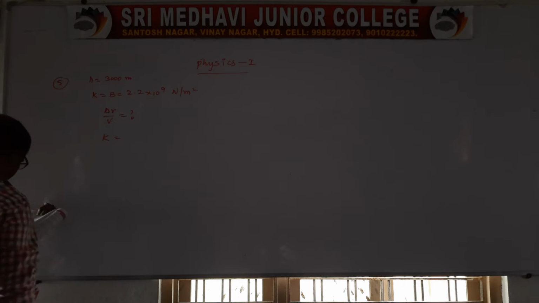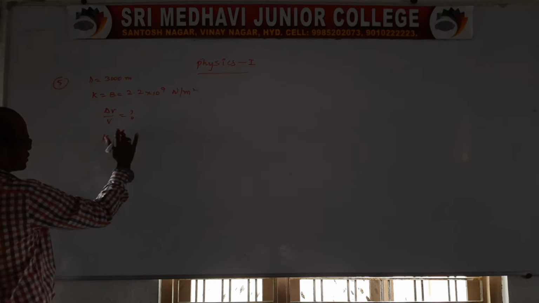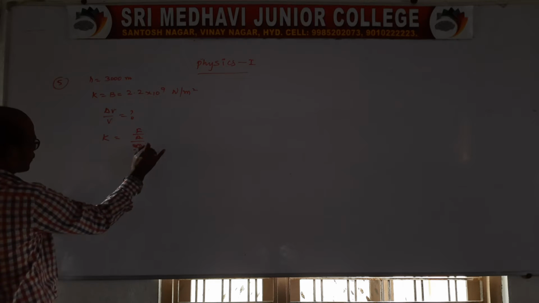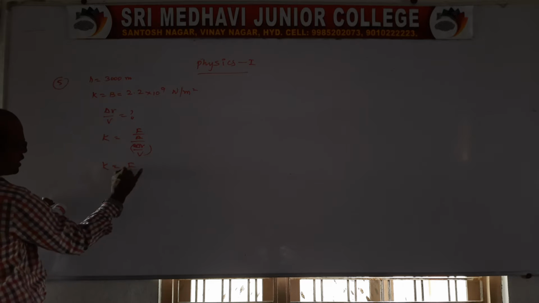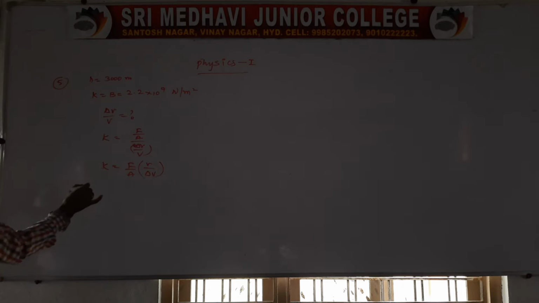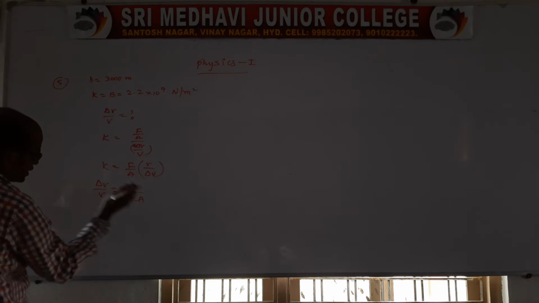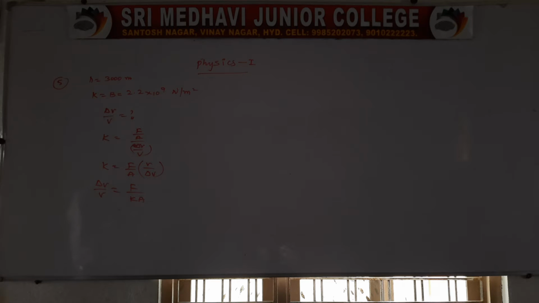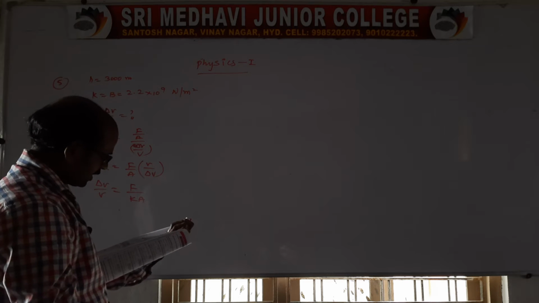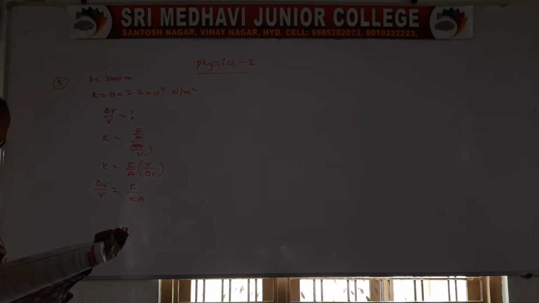Bulk modulus is equal to volume stress, F by A, divided by delta V by V. So K is equal to F by A into V by delta V. Now delta V by V is asked, so we take it as the subject: F by KA. F we don't know, so we need to get F.